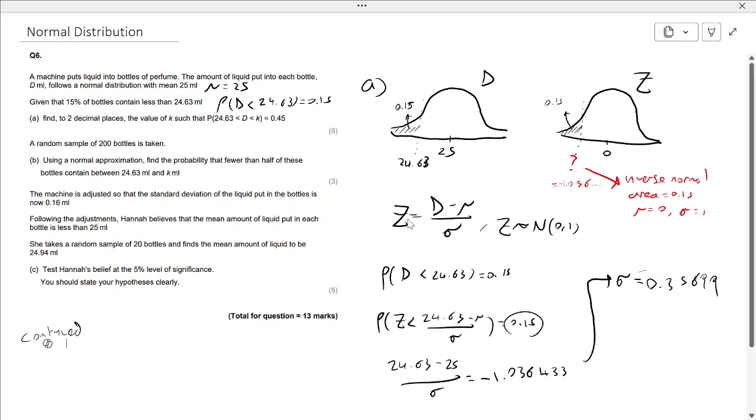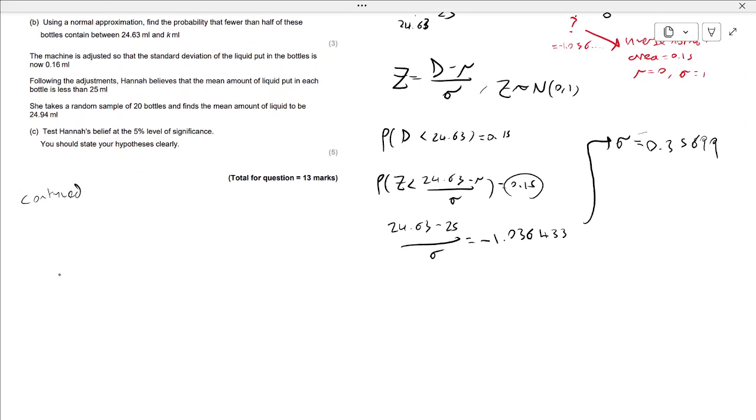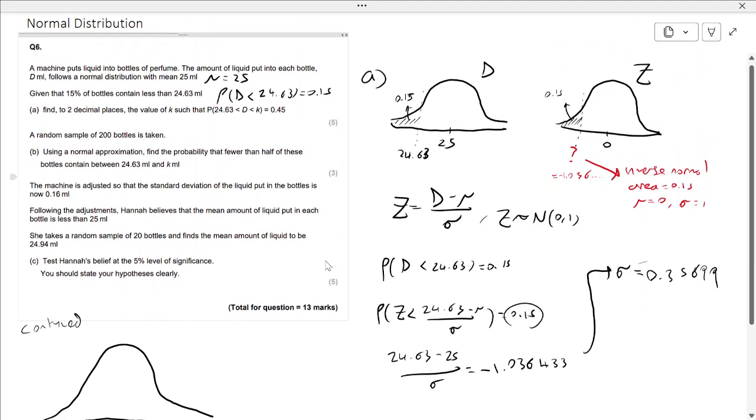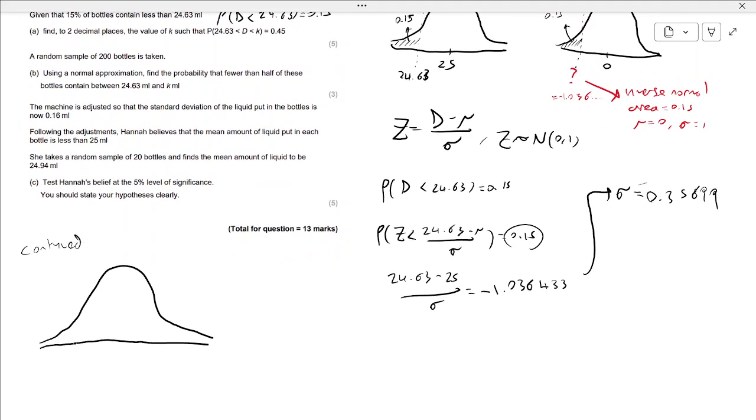Well, this is more like a standard question. So again, a picture is really going to help you sort out your calculations here. We're looking for the value where between 24.63 and k is 45%. Okay, 24.63, k is from over here, and I have 45% in the middle. So again, because my unknown is a value on the axis, it's an amount in milliliters, I'm going to have to use the inverse function to find that based on the area.